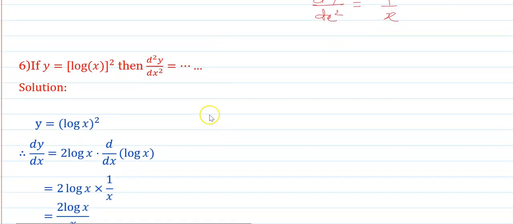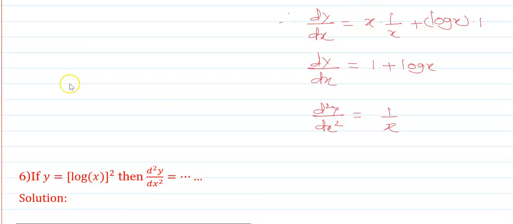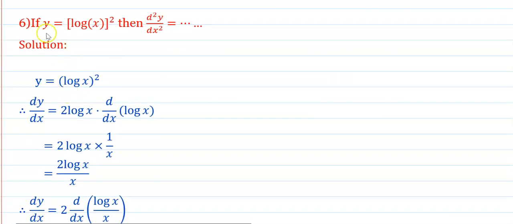Okay. Now the next question number 6. If y is equals to log of x bracket square, then d2y by dx square. Here bracket square is given. Differentiate this with respect to x. dy by dx is equals to first the derivative of the power, 2 comes ahead, 2 into log of x into ddx of log of x. What is the derivative of log of x? Is 1 upon x. So here we multiply, 2 log of x into 1. That's a 2 log of x upon x.